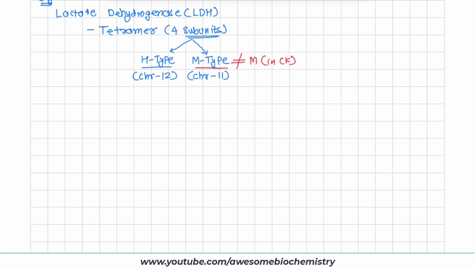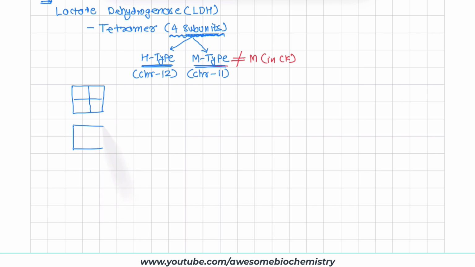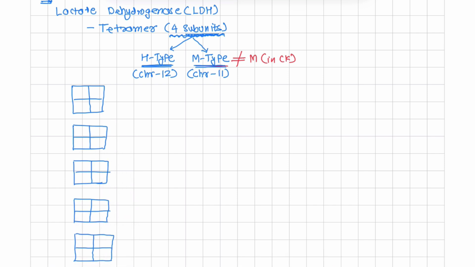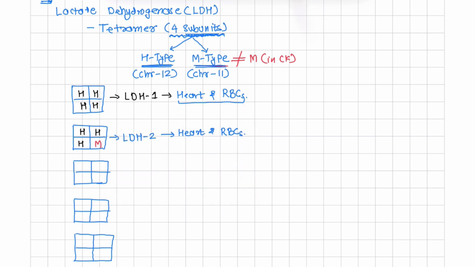Since lactate dehydrogenase has four subunits and each can be H or M, there are five possible combinations of these subunits, forming five different lactate dehydrogenase isoenzymes. These are: all four subunits can be H subunit. This makes LDH1, found mainly in heart and RBCs. Then a combination of 3H and 1M makes LDH2, also found in heart and RBCs. A combination of 2H and 2M makes LDH3, found in lungs.